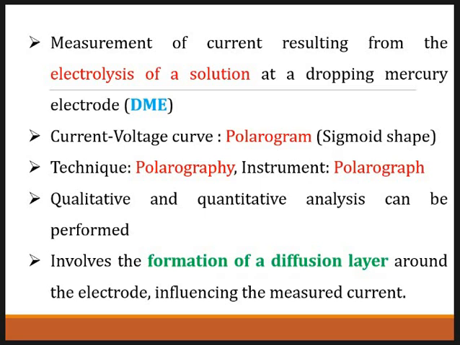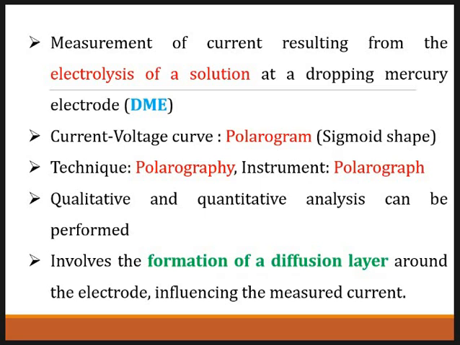Now, what is the process of electrolysis? The current flowing between the two electrodes is recorded as a current-voltage curve. It is called a polarogram. It is sigmoid in shape, that is, S-shaped. This technique is called polarography and the instrument is named the polarograph. Using this method, one can perform qualitative and quantitative analysis.